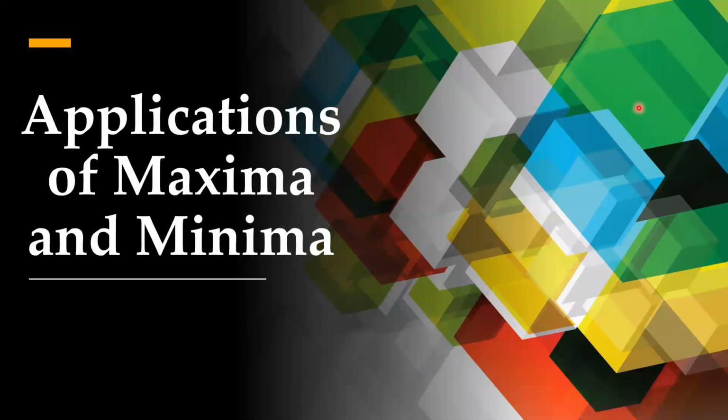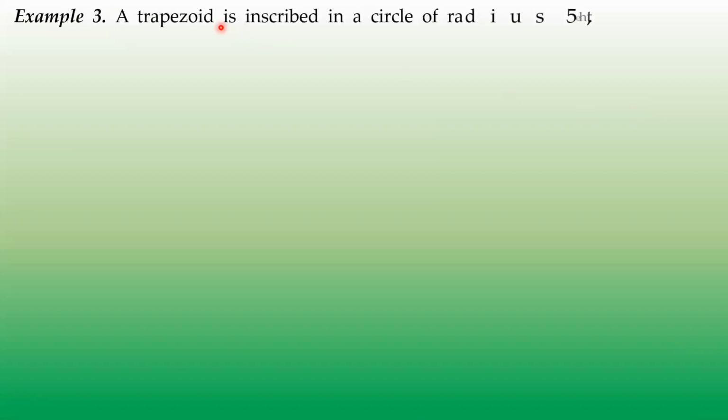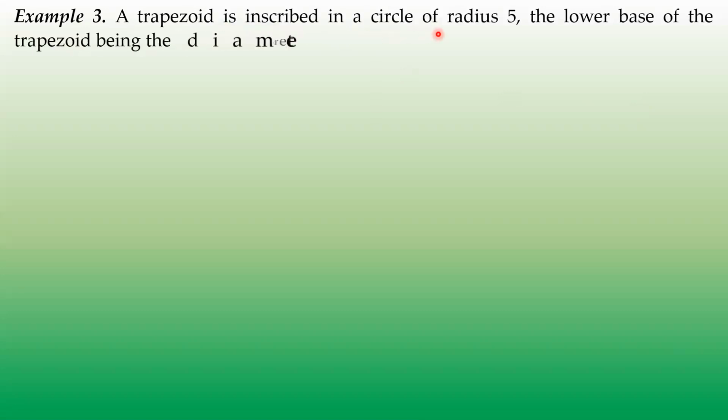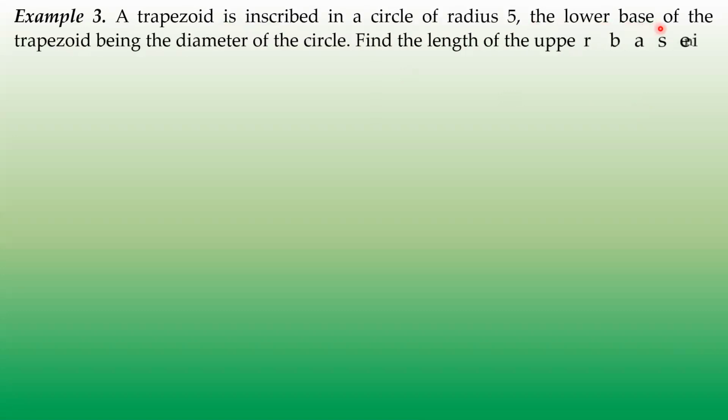So again, we have the applications of maxima and minima. This is part 3 of our discussion. We have here example number 3. A trapezoid is inscribed in a circle of radius 5. The lower base of the trapezoid being the diameter of the circle. Find the length of the upper base in order to have a maximum area.